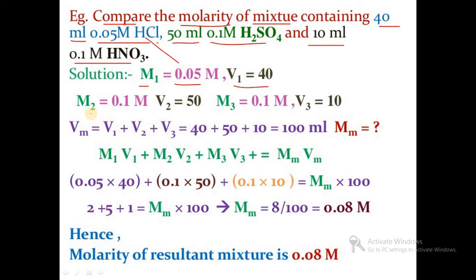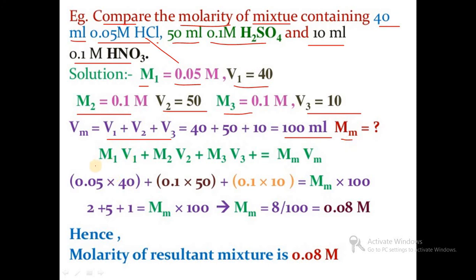Then in case of H2SO4, the concentration is 0.1 molar and volume is 50 ml. Then in case of HNO3, the concentration is 0.1 molar and volume is 10 ml. Then the summation of all the volumes, V1 plus V2 plus V3, is equal to 100 ml. Then what is the molarity of the mixed solution?